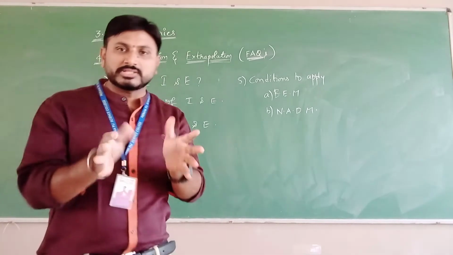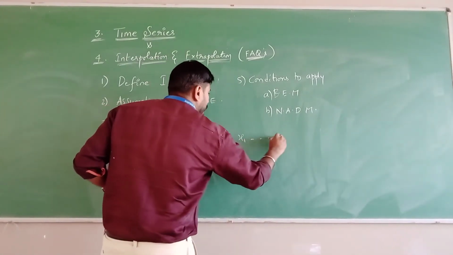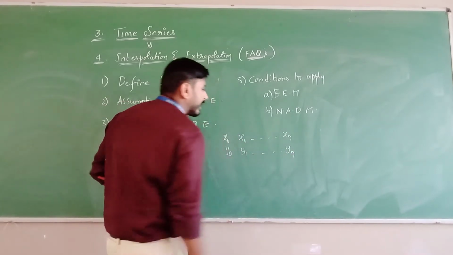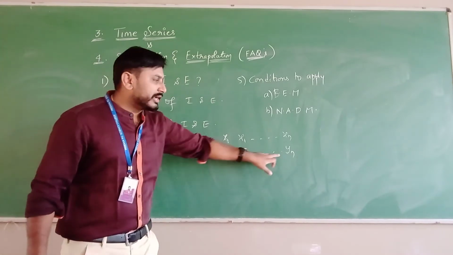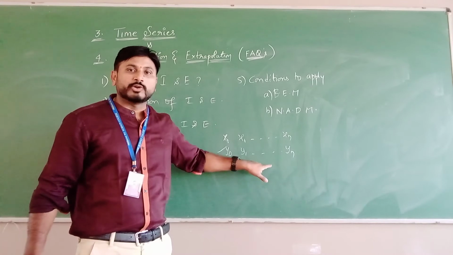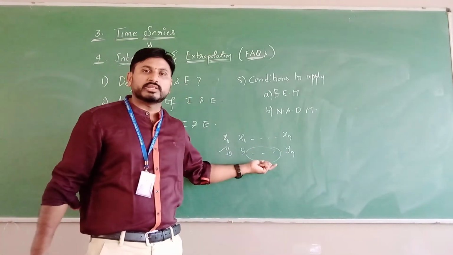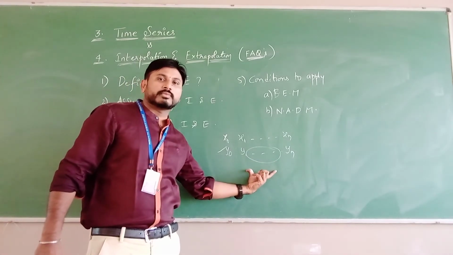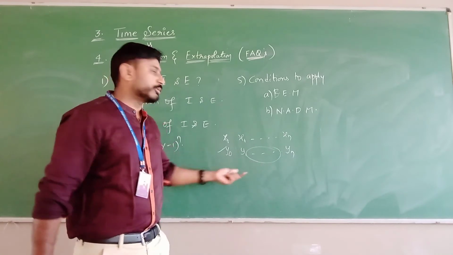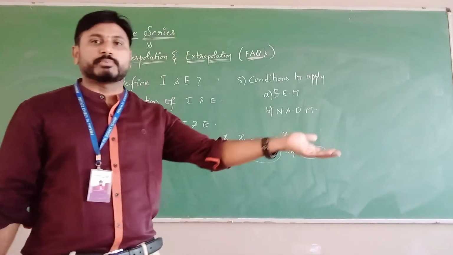See, one is within the range, another is outside the range. Say for example, x0, x1 and so on up to xn, and y0, y1 and so on up to yn. Right? y is the dependent variable. Estimating the unknown, missing value anywhere within the range from x0 to xn, we call interpolation. If you are estimating outside the range, that itself is extrapolation.